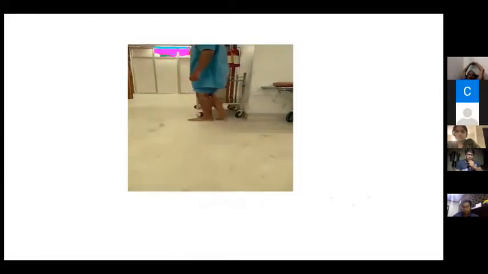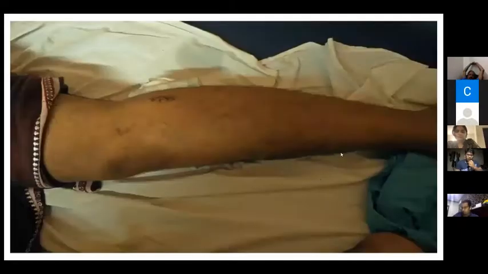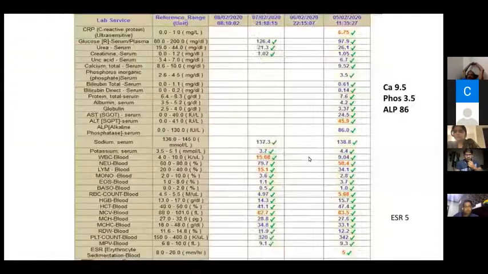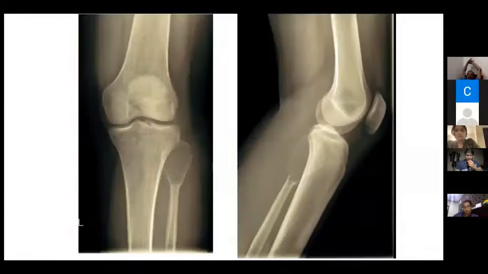Okay, that is the appearance. This is the sutured wound, and this was the finding. Calcium, phosphorus, alkaline phosphatase are all normal. Okay. Now this is the picture. Now read the picture. Read the X-ray.